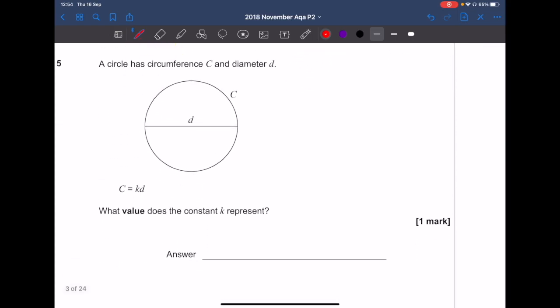A circle has a circumference of C and diameter D. Find the value that the constant K represents. There are two things you could have written. You could have written pi, or in fact you'd get a mark for writing anything between 3.1 and 3.142. Either of these would give you a mark for this question. Continuing.